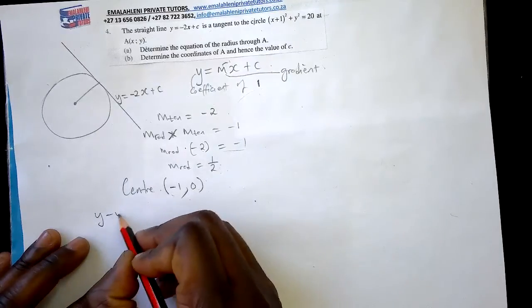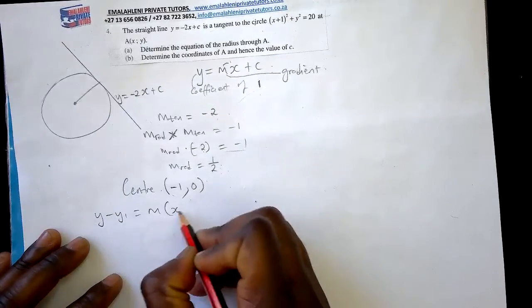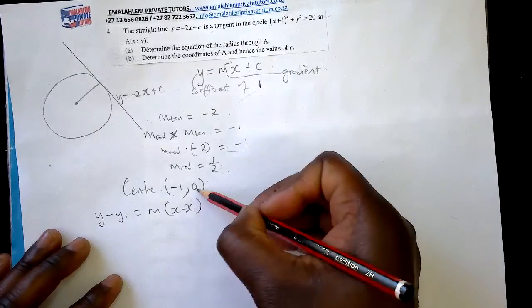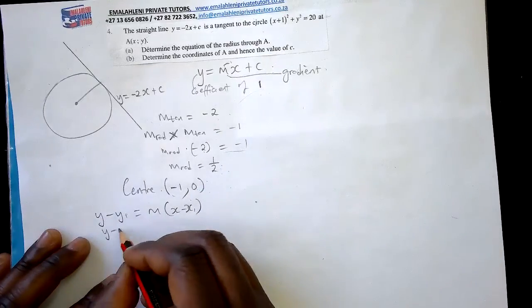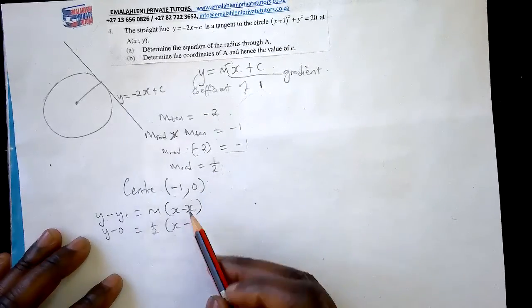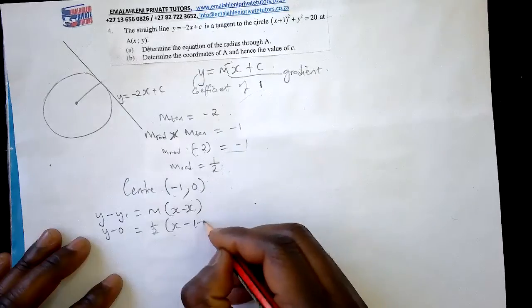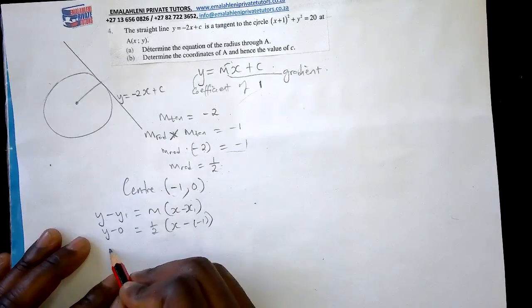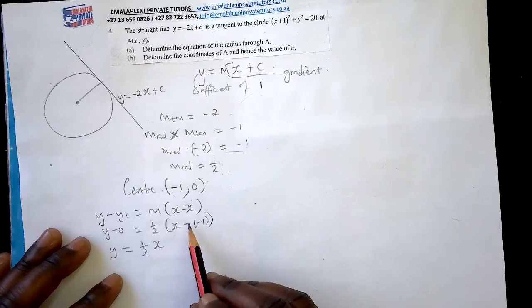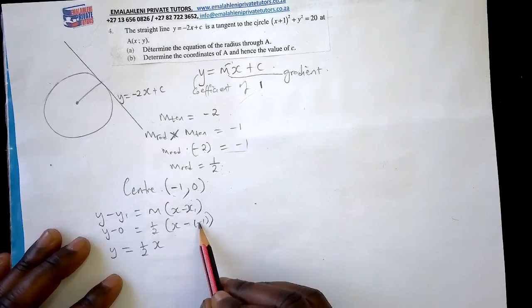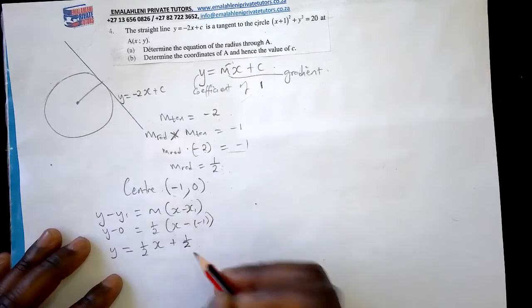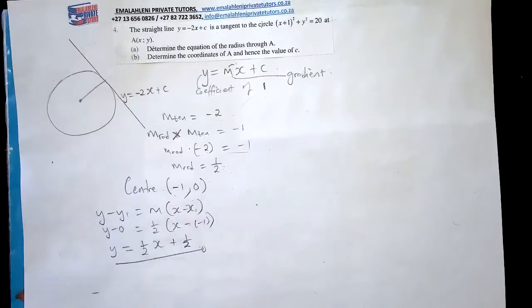y minus y1 equals m times (x minus x1). What is our y1? We are taking it from the center. So y minus 0 equals m, which is 1 over 2, times x minus x1, where x1 is negative 1. Then y equals half x, and negative times negative gives plus 1, so plus 1 over 2. That's the equation of the radius. That's how we get it.